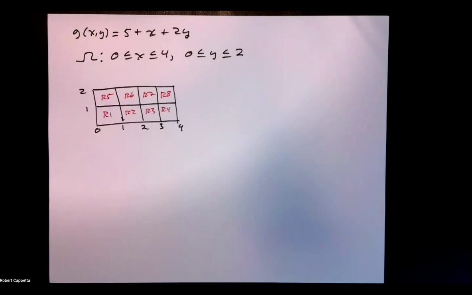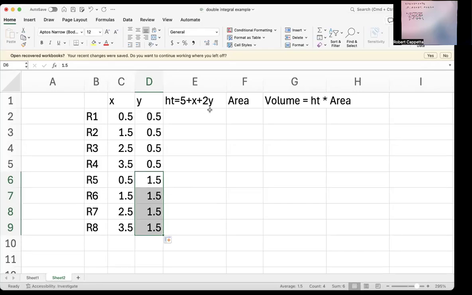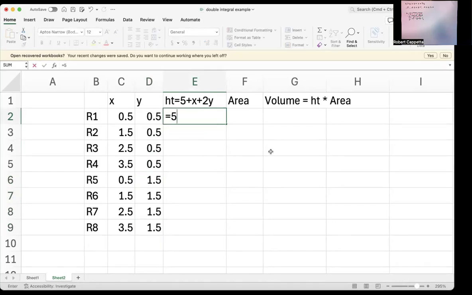Now let's do some analysis with those. I'd like to know what the height is. So the height, that's my g of x, y, is 5 plus x plus 2y. Let's go ahead and do a little spreadsheet programming: 5 plus x plus 2 times the y value. Let's add all those up.